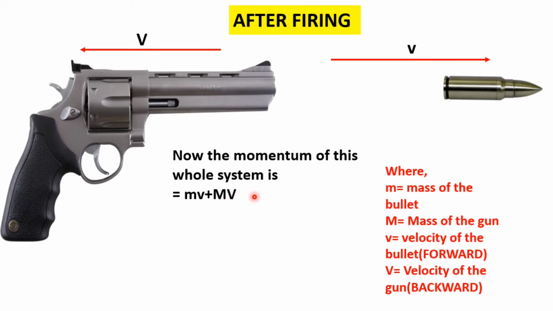As we all know, momentum is equal to mass into velocity. Here the small m is the mass of the bullet, capital M is the mass of the gun, small v is the velocity of the bullet in forward direction, and capital V is the velocity of the gun in backward direction. So this is the momentum after the firing.